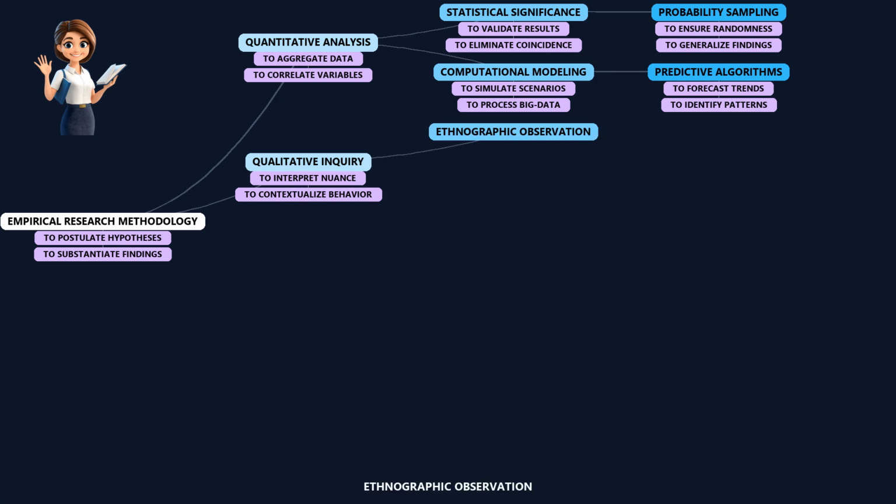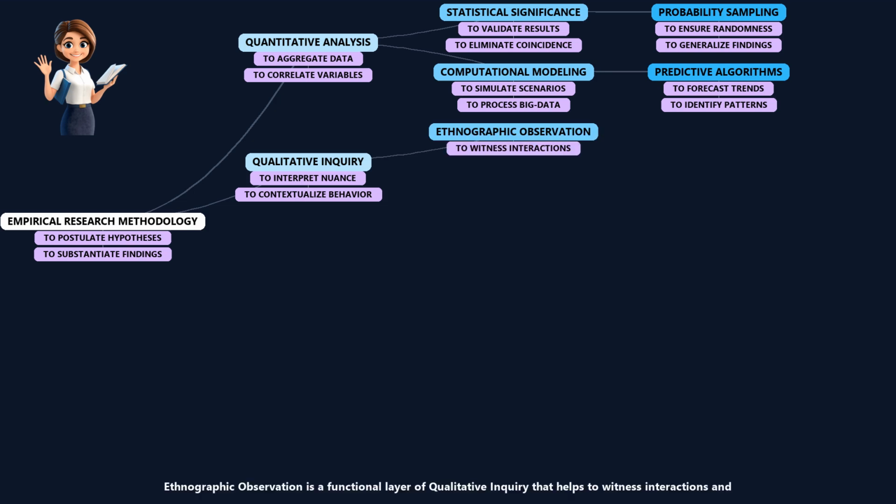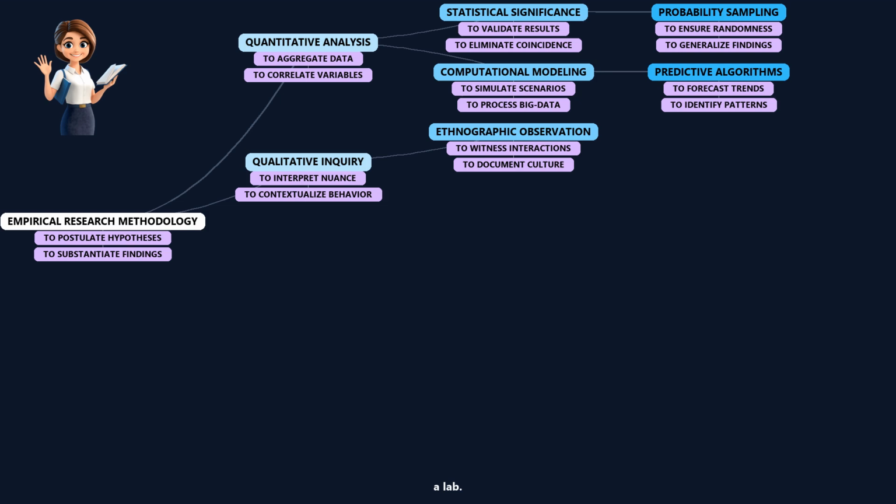Ethnographic observation. Ethnographic observation is a functional layer of qualitative inquiry that helps to witness interactions and document culture. This means watching how people behave in their real lives instead of in a lab.